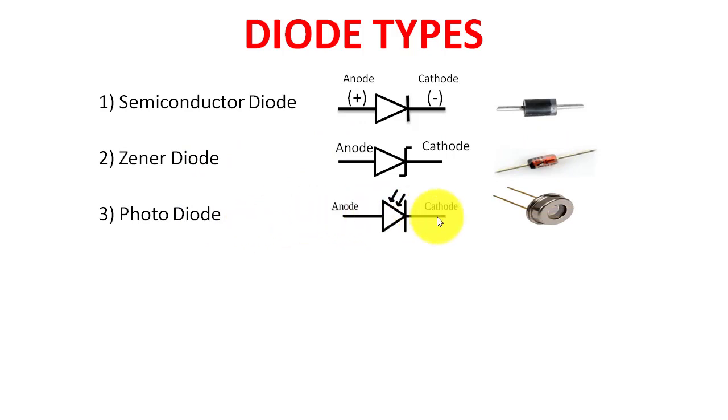Then the photodiode is like this. This is the symbol, anode to cathode, and the arrow points down. This is the photodiode symbol, and this is the original, as it appears on a board.